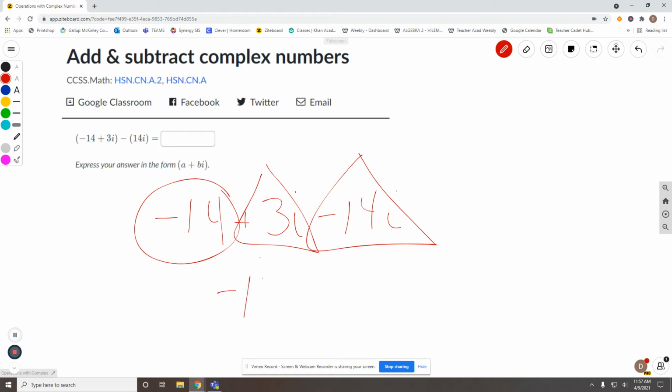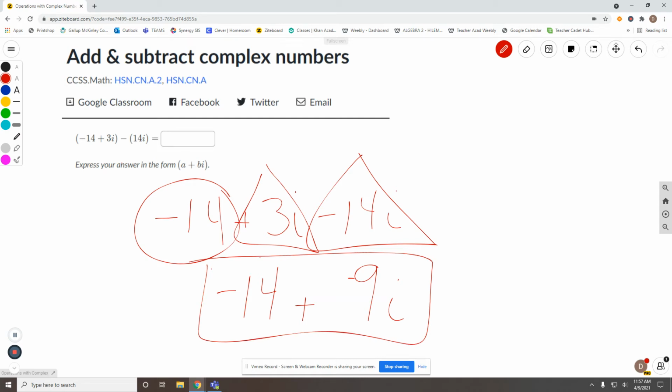So -14 stays the same. 3i minus 14i is going to be plus -9i. You could also say -14 minus 9i. But notice that the answer has to be in that a plus bi form. So basically it has to be a complex number.